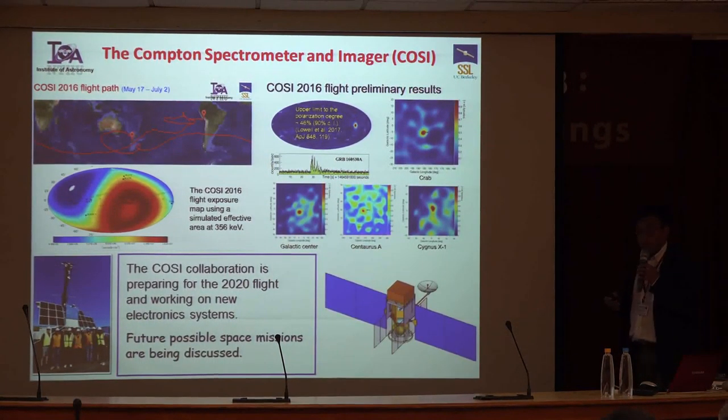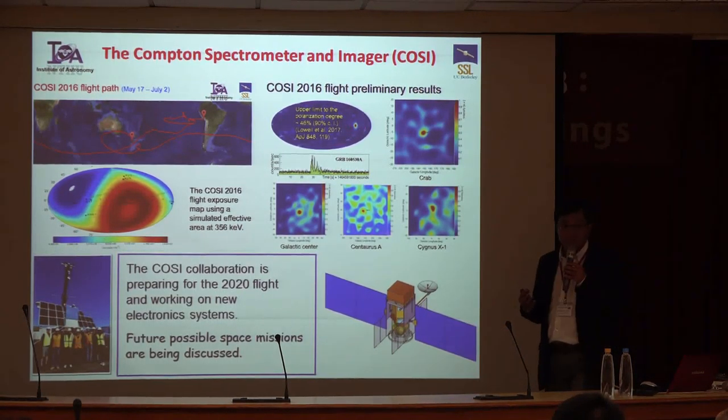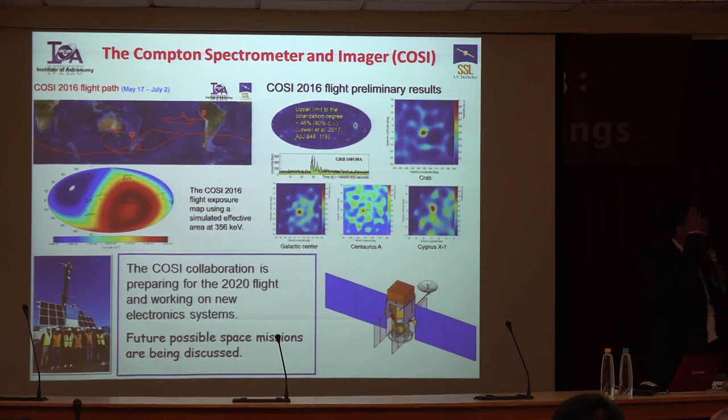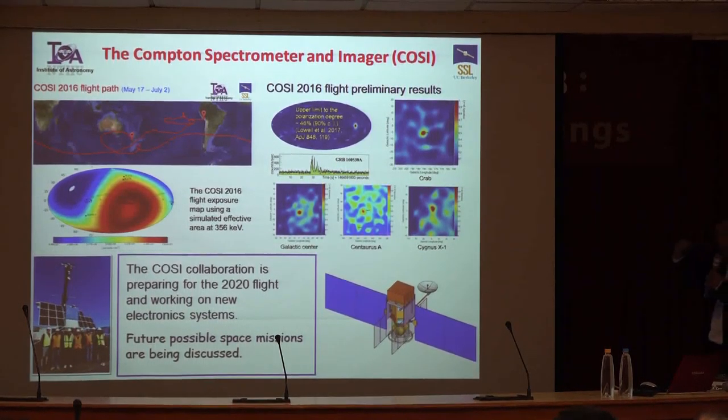In 2016, we had a balloon flight from New Zealand that went around the Earth and landed in Peru. During that flight, we detected one GRB. This is the all sky map within roughly 10 seconds of data, and that is a very bright GRB. Using that data, we tried to figure out the polarization of the MeV from the GRB. We did not have a detection, but we set an upper limit to the polarization degree of about 46 or 47% for that source.